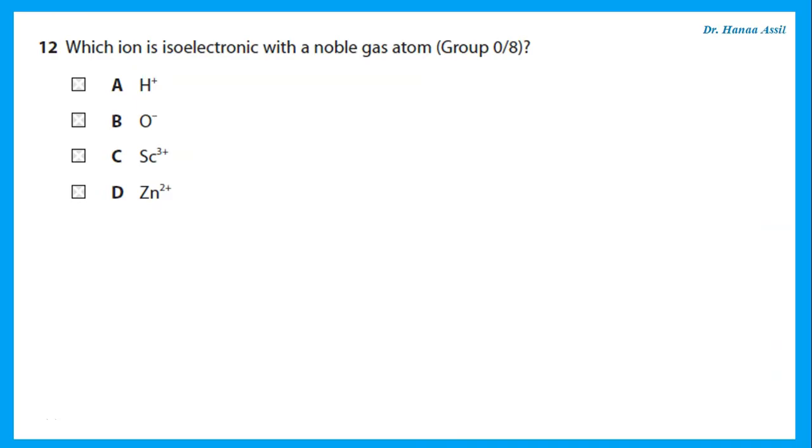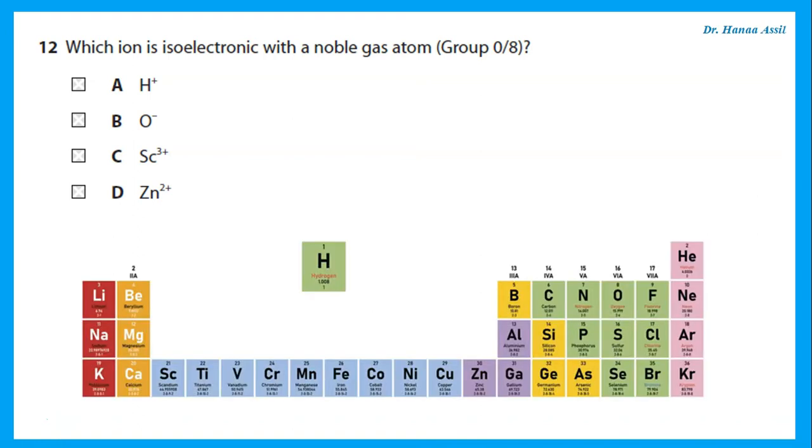Then this question says, which ion is isoelectronic with a noble gas atom, something in group 0 or group 8? So, which of these would have the electronic configuration of a noble gas? Well, let's see. H plus is something that doesn't have any electrons at all. O minus, oxygen originally has 8 electrons. If it is O minus, that means it has 1 extra electron, so that's 9. So that's 1s2, 2s2, 2p5. So it's not really a noble gas configuration.